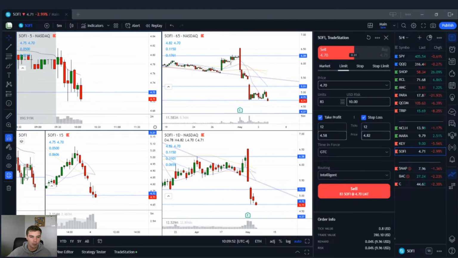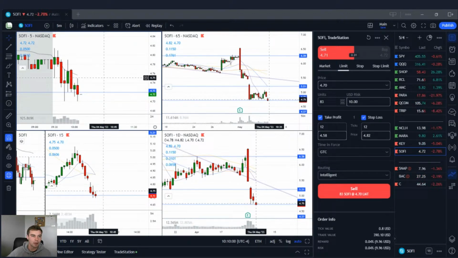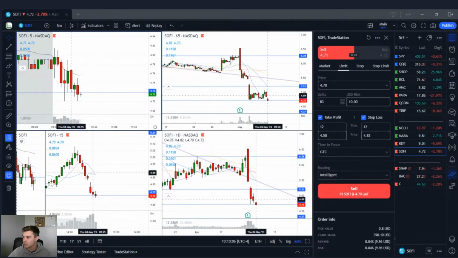Hold off on SoFi. Maybe if we get this 5-minute bar to complete itself and the market ends up moving a little lower, then I might put my order in there again. But at the moment, I'm going to hold off. There's the 5-minute bar. Now all we need is the market to make a move lower.